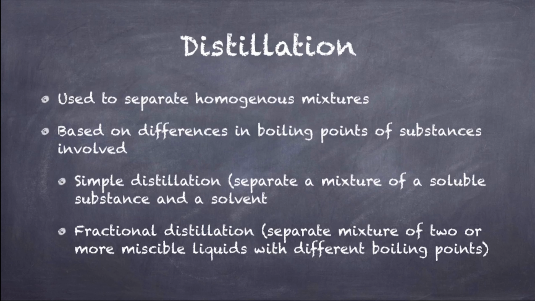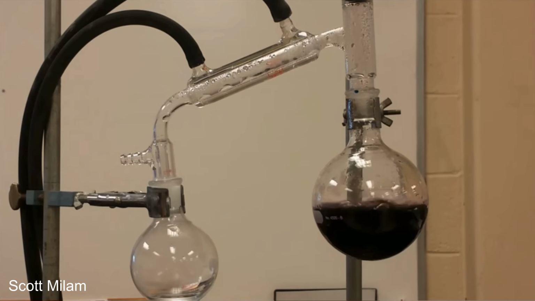Ang pinagkaiba nito sa ibang ways of separating mixture, this is based naman in difference in boiling point of the substance. So there are two types of distillation. We have simple distillation. So it separates a mixture of a soluble substance and a solvent. For example, water, yung kanina rin, para rin tong evaporation, almost the same as evaporation.